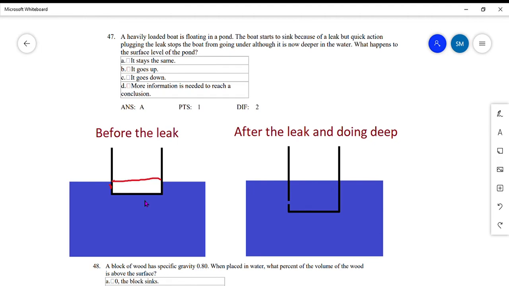After this, you will find that the amount of water which will get into the container is equal to the space under the surface of water. This will happen, and this will continue until a quick action plugs the leak. We will find the surface of water doesn't change because the water which entered the container is equal to the space or the volume under the water, so the surface doesn't change.